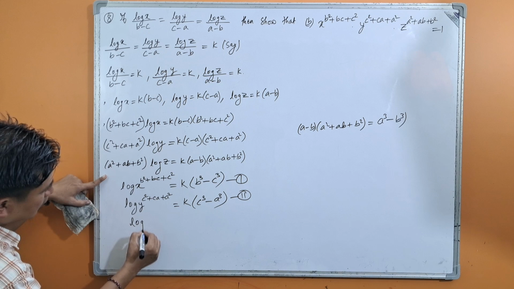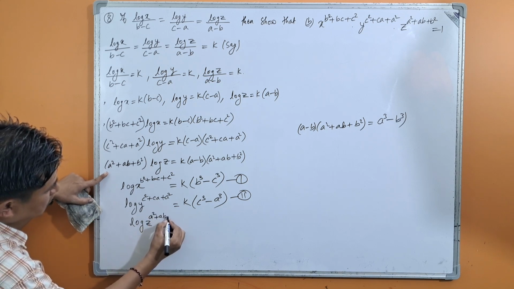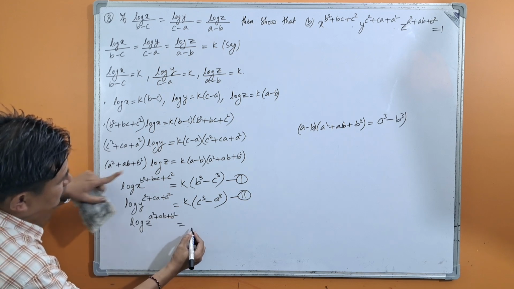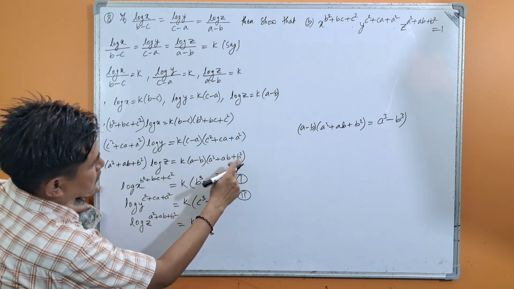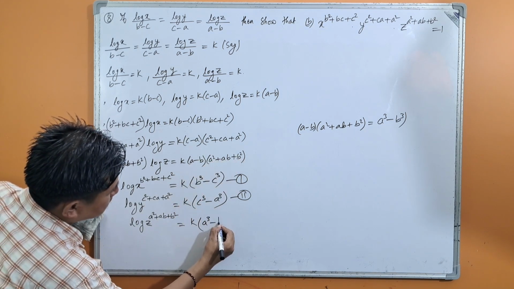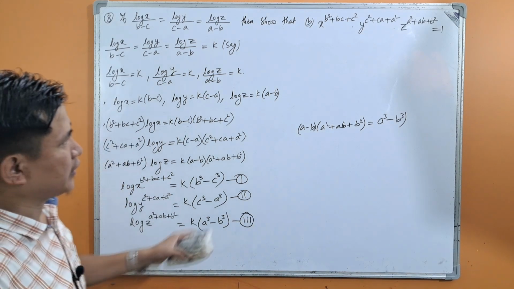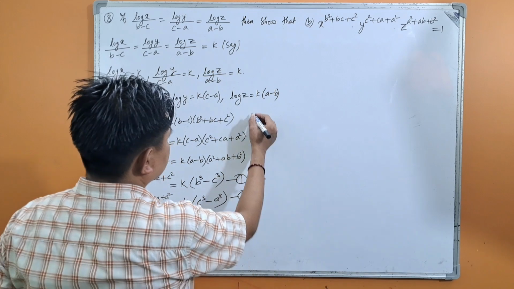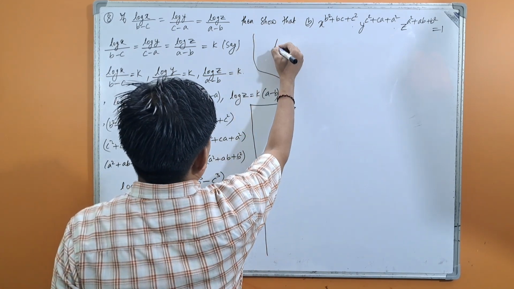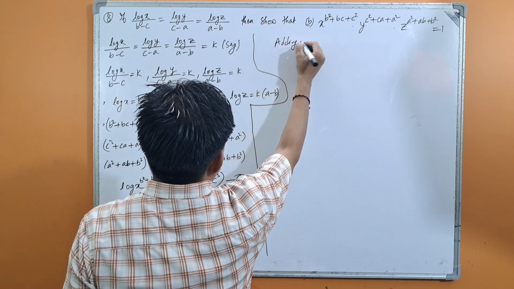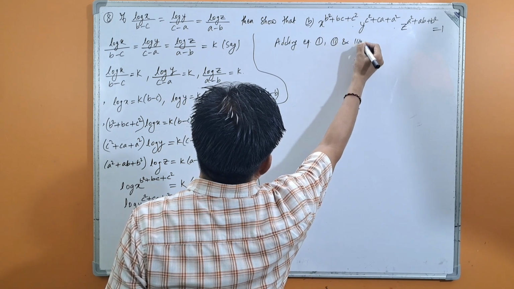Log z to the power a square plus ab plus b square equal to k into a minus b into a square plus ab plus b square, which is a cube minus b cube. Okay, this is equation 3. Now we add all these 3 equations together, adding equation 1, 2 and 3.